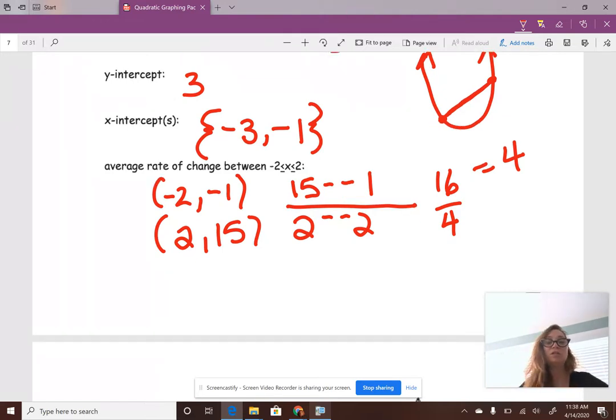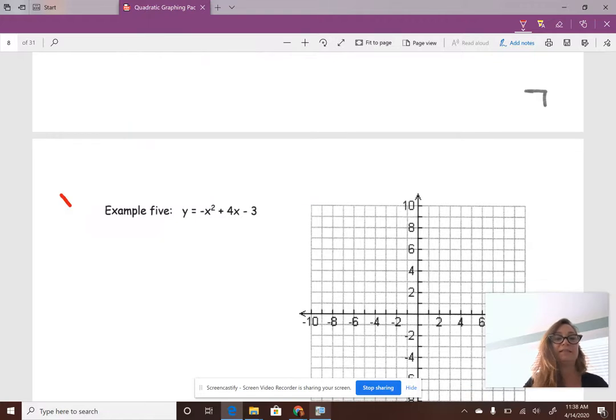Okay, so now you're going to do page 8, this example 5 by yourself.